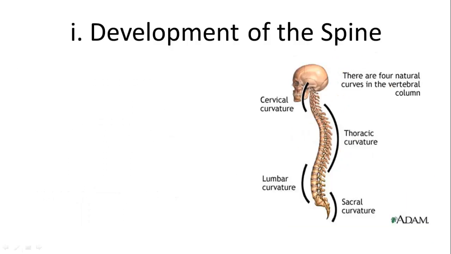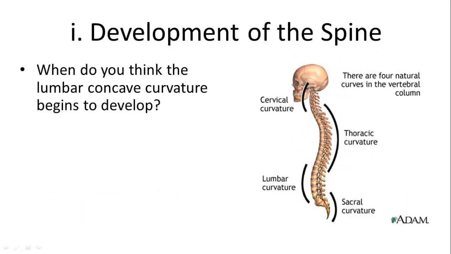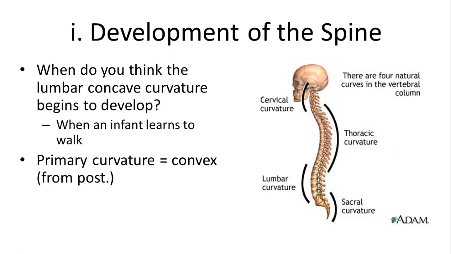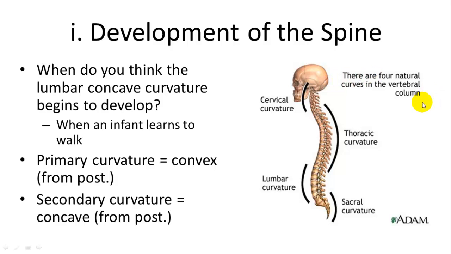Eventually, however, the secondary curvature forms during the lumbar curvature in the lumbar vertebrae, and this is when an infant learns how to walk. So that secondary curvature there then allows for more support towards standing upright. And so primary curvature is, again, convex, looking from behind, and secondary is concave.